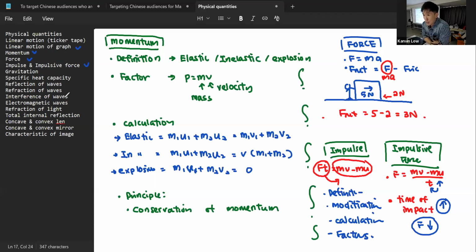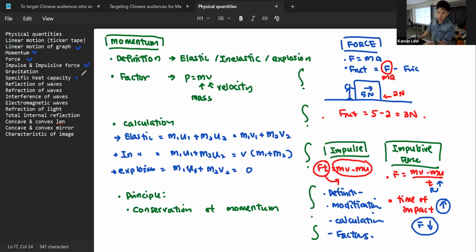Yeah, force minus the friction. For force, I think they will ask you about the calculation and definitions. Not much can be asked about the force. Okay, so we talk about gravitation later.